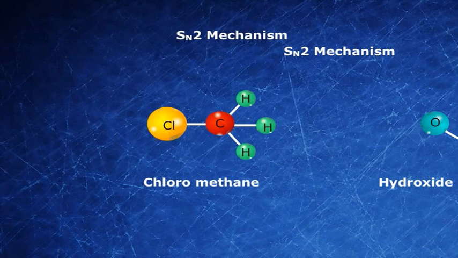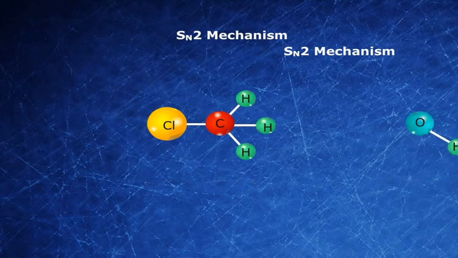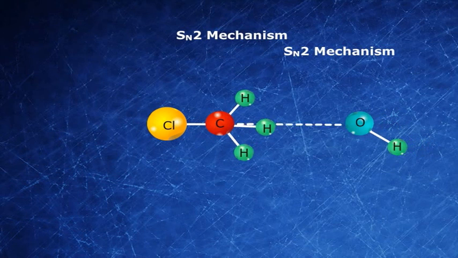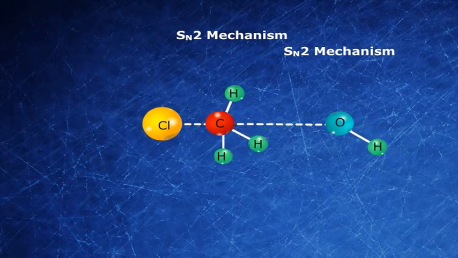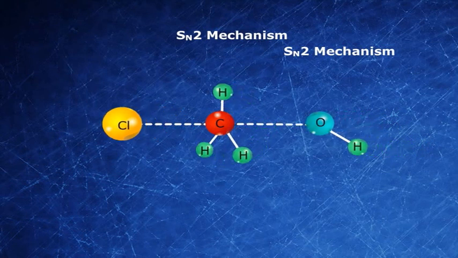Then a stage comes where the carbon atom is attached to both hydroxide and chlorine atoms with equal strength. And this stage, as can be figured out, is known as the transition state. The transition state is very unstable, as in this state, carbon is simultaneously bonded to 5 atoms.